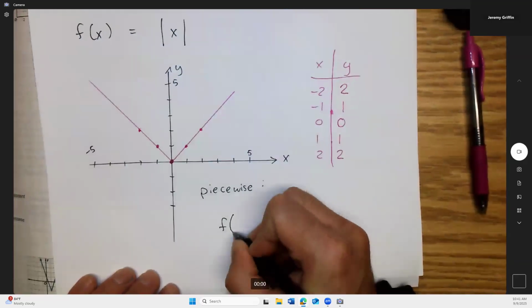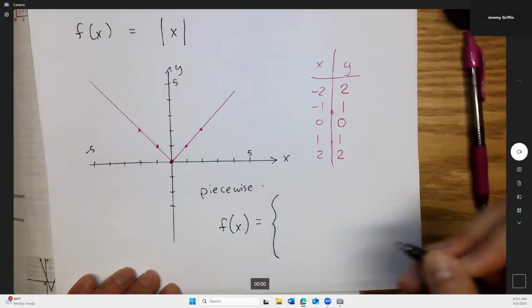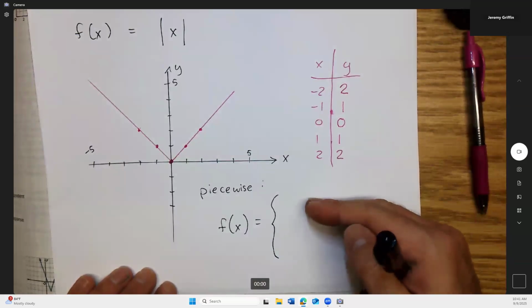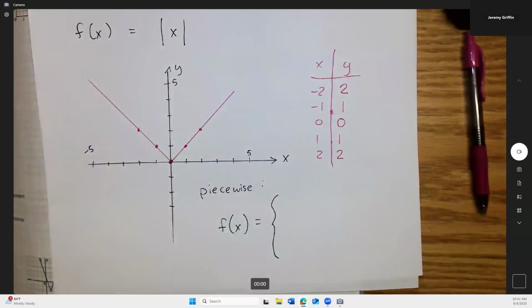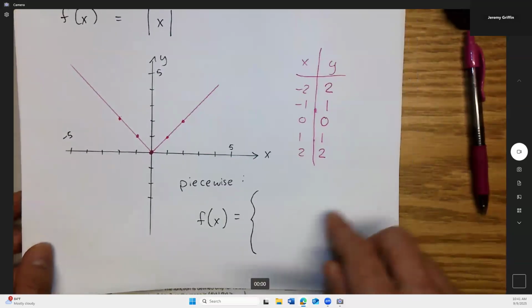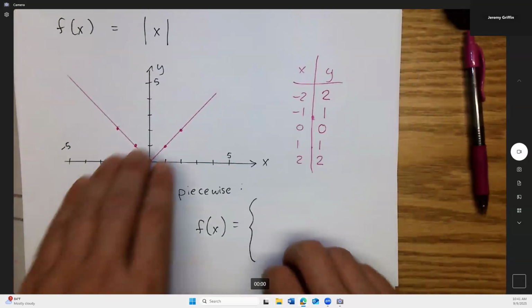Let's do f of x, this will be the same thing, equals. Then open up one of these curly brackets, and we're going to come up with two separate functions. Each function will apply to a different domain. Guys, remember that? f of x equals something if x is in some domain. Okay, let's start with this left side.